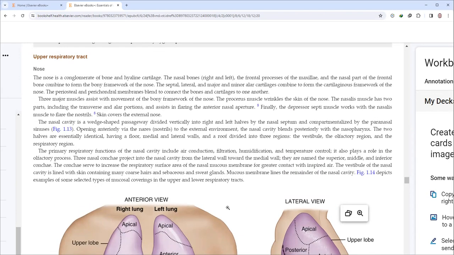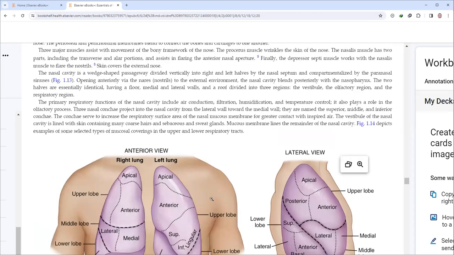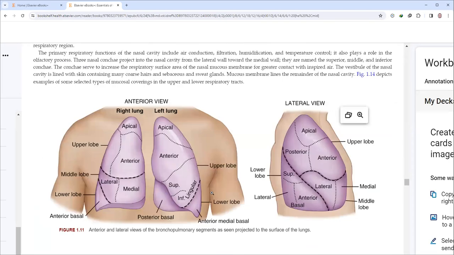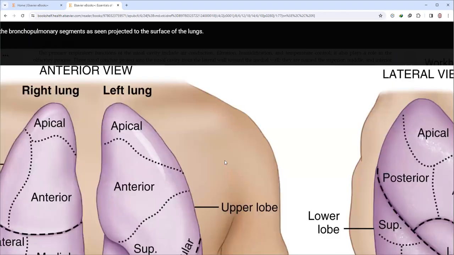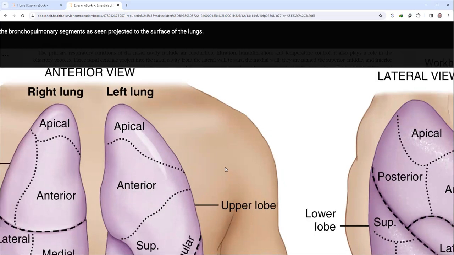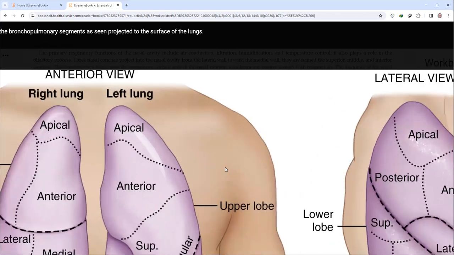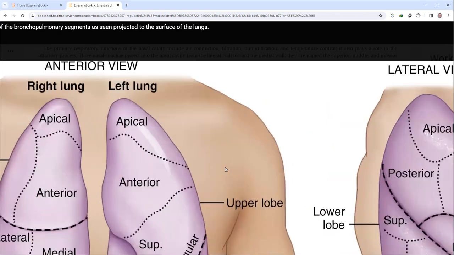The next video will be starting talking about the different positions for postural drainage. Hopefully this video gives you an overview of the different segments of the lung and different lobes as well.